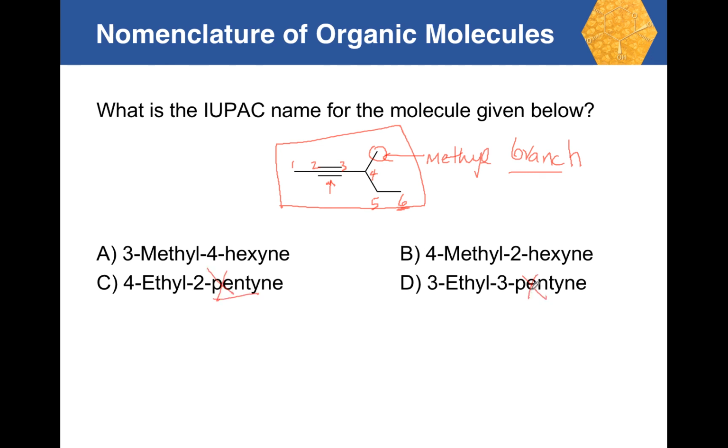This will not work because that's a pentyne. It has only 5 carbons in the longest chain. So it's one of these, either A or B. Let's see which one is reasonable. So we have here, let's look at this one first. 3-methyl. But this methyl group is on carbon number 4. So right away we see that won't work. Let's look at this one. 4-methyl looks good.